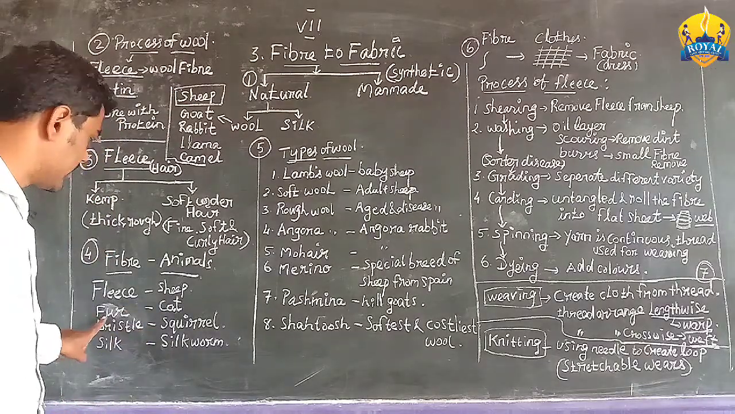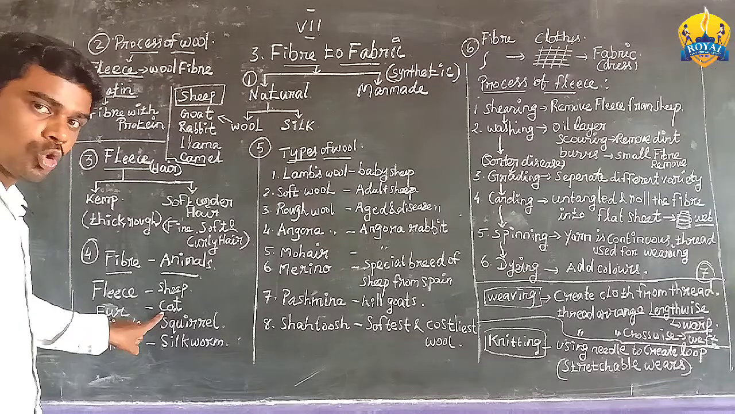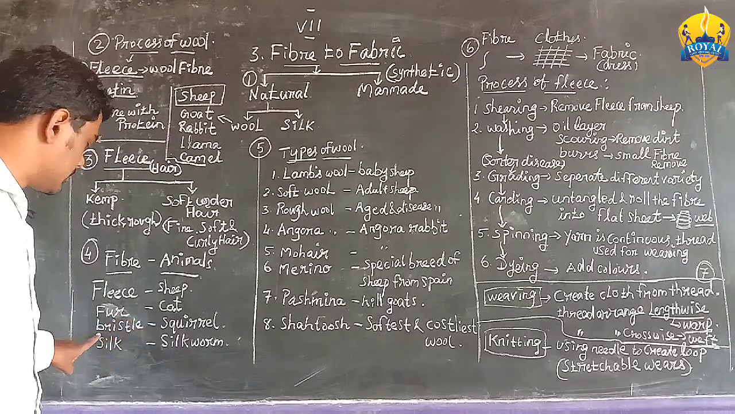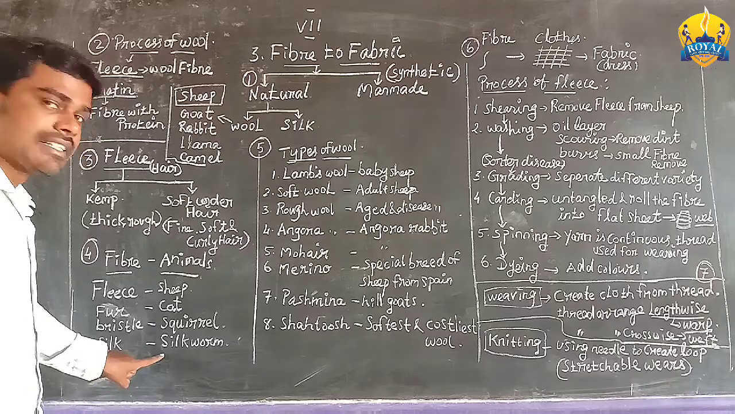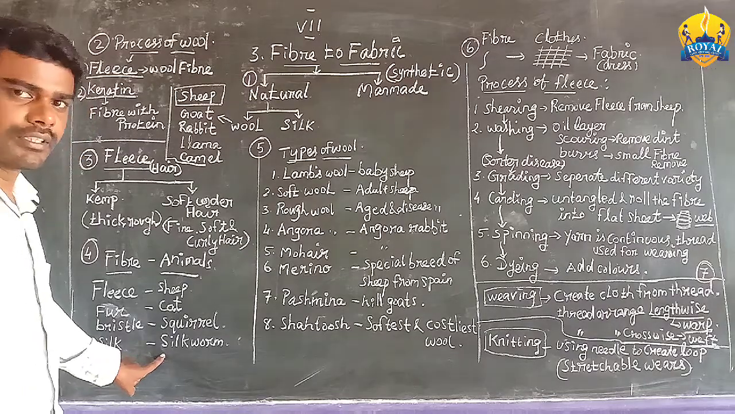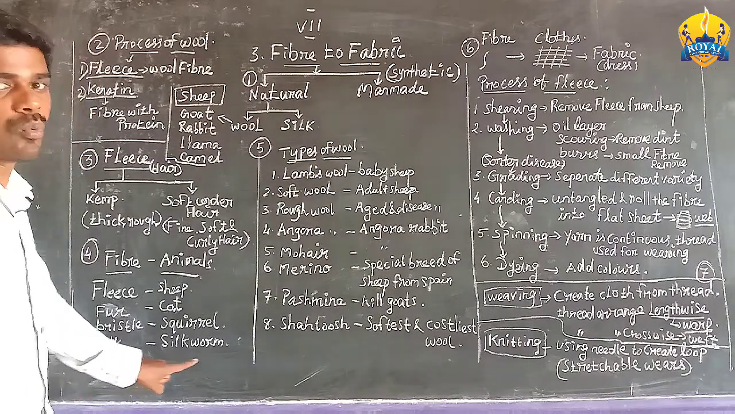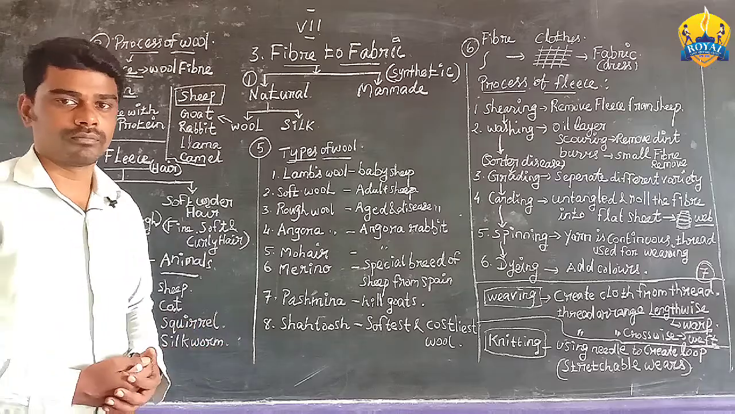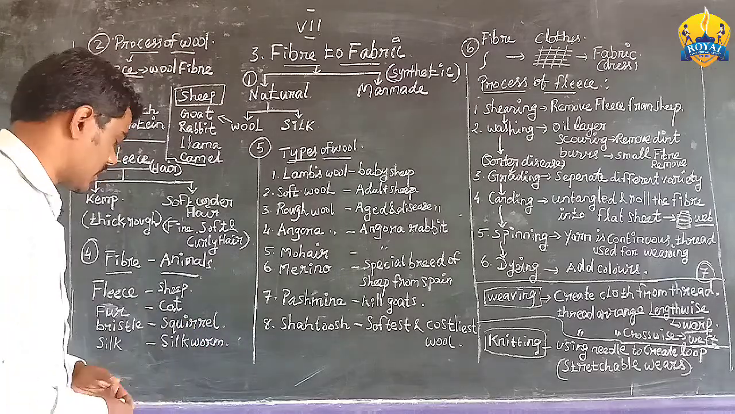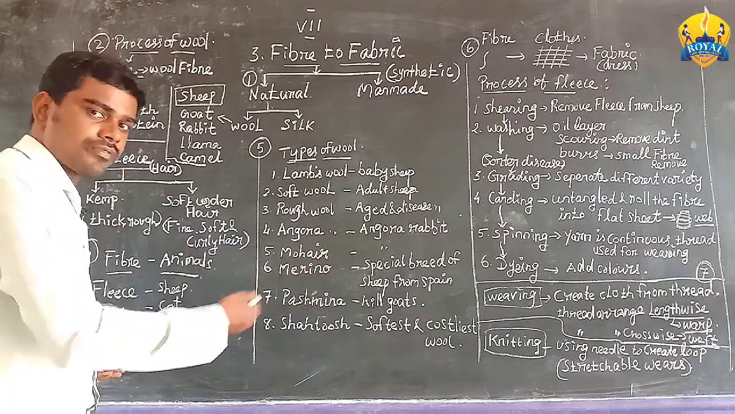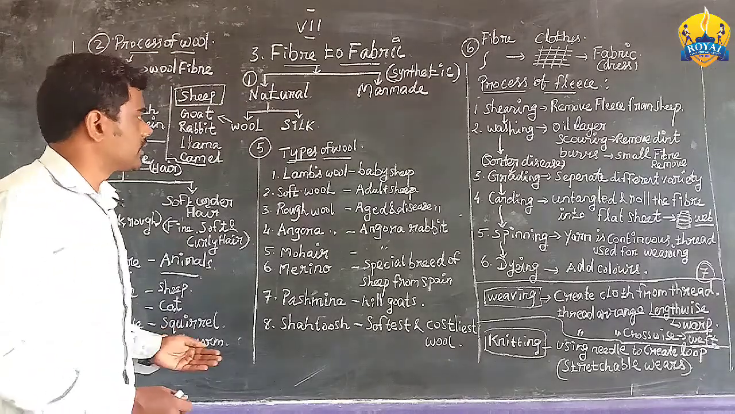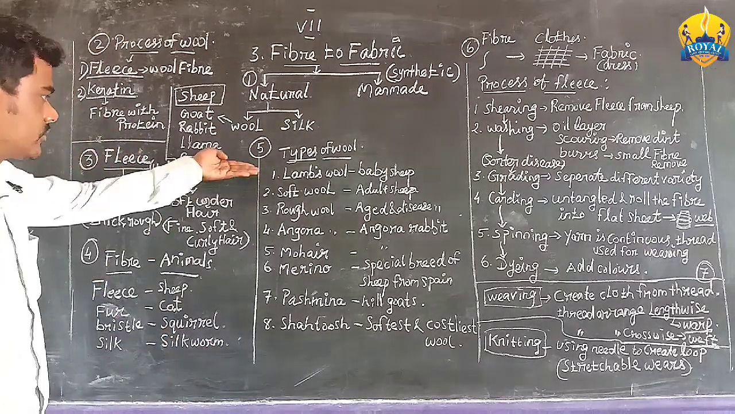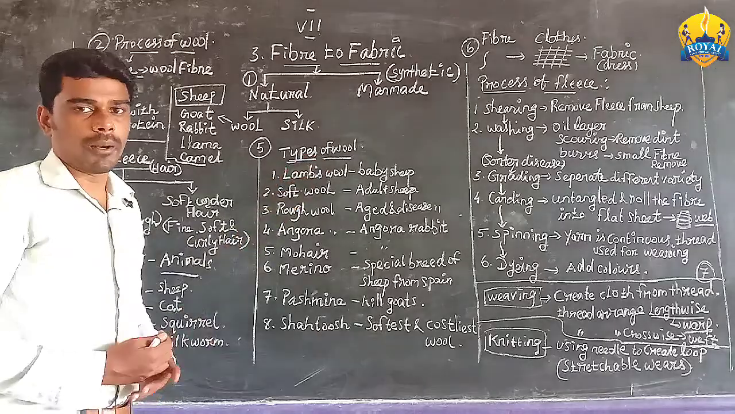And next, fur, it is obtained from cat. And bristle, it is from squirrel. And silk from silkworm. Already we learned in a lower session about the silkworm, silk moth, butterfly. It's another fiber. In future classes we will discuss silk and silkworm, sericulture. And then the fifth thing is types of wool.